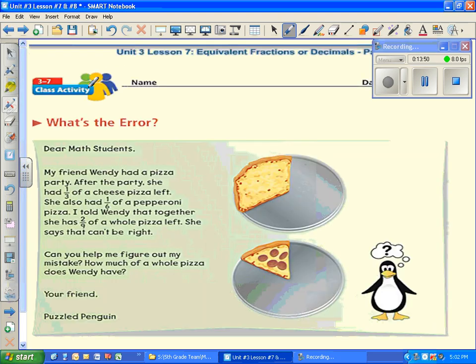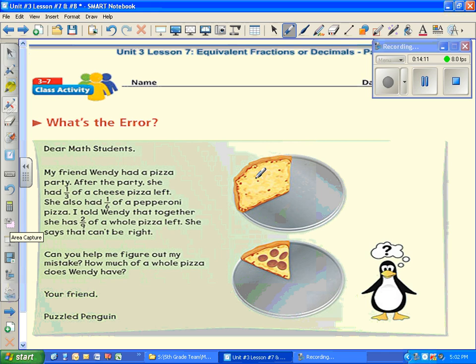Dear math student, my friend Wendy has a pizza party. After the party, she had 1/3 of a cheese pizza left. She also had 1/6 of a pepperoni pizza. I told Wendy that together she has 2/9 of a whole pizza left. She says that this can't be right. Can you help me figure out my mistake? How much of a whole pizza does Wendy have?